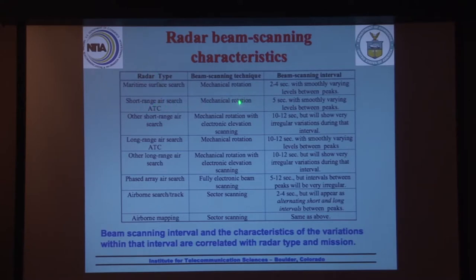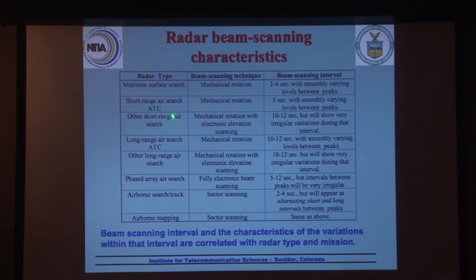Short-range air traffic control, typically mechanical rotation. They're two-dimensional radars. We've talked about this before. They don't get the elevation information, but they do get azimuth information. You'll see them coming around every 5 seconds. If it's a U.S. air traffic control radar, short-range air traffic control, it'll be 4.75 seconds.